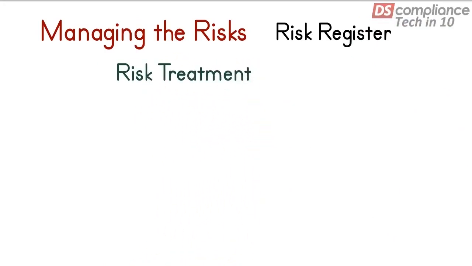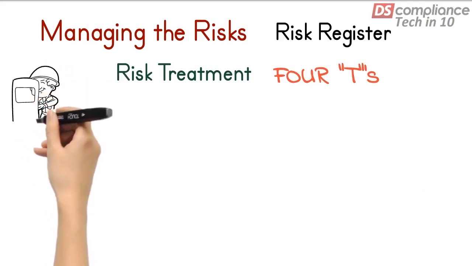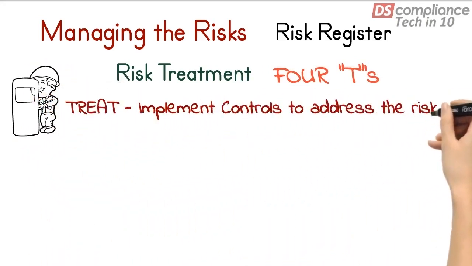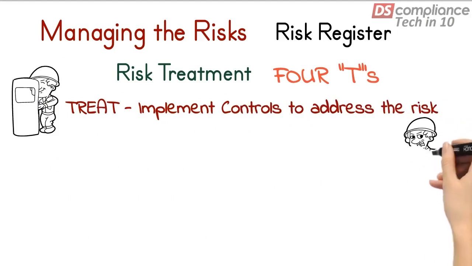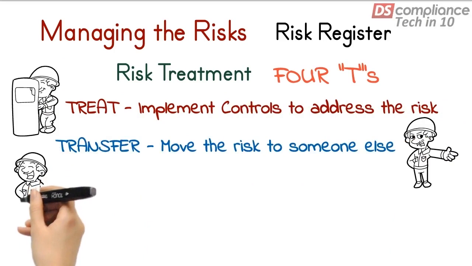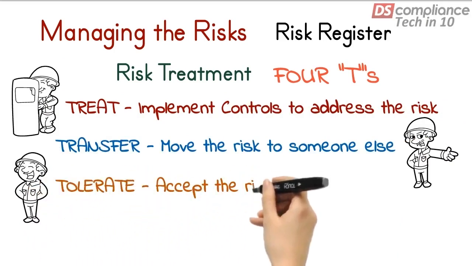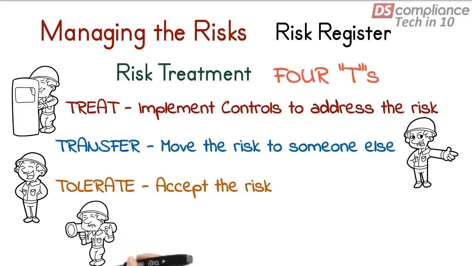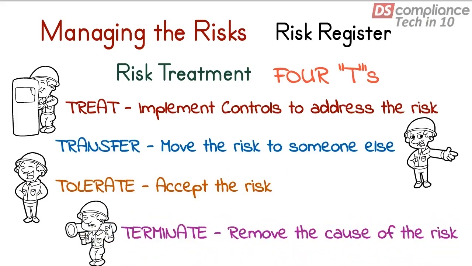What do we mean by this? The simplest way to explain is to use the 4 T's example. When you have a risk, there are 4 things you can do with it. Treat it, meaning you devise controls that will reduce or mitigate the risk. Transfer the risk to someone else, like an insurance company. Tolerate, which means you just accept the risk and its possible consequences. And lastly, terminate it, meaning you just get rid of it by removing the cause of the risk. For example, if it is a server on your network that is at risk, you remove it from the network.